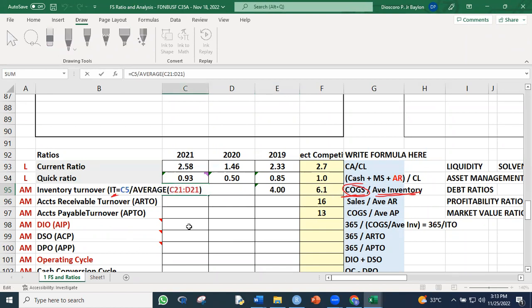So for 2021, it's C5 over the average of C21, D21. So because that's the average of the inventory. Oh, yes, average of the beginning and ending.